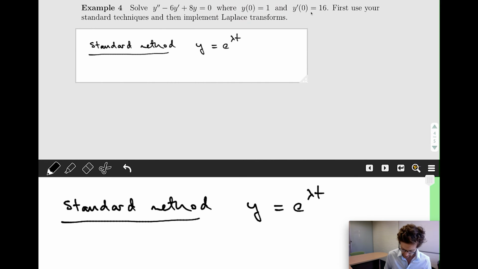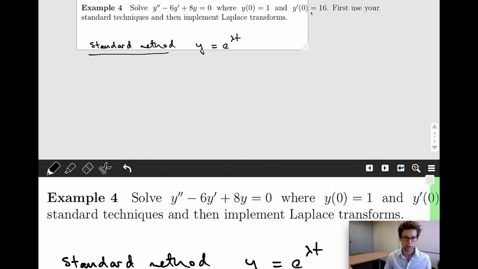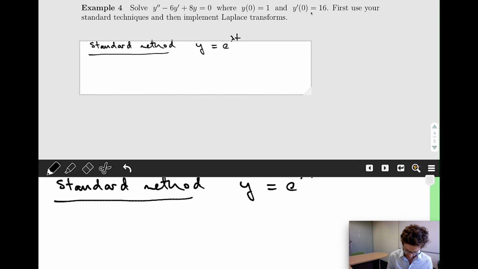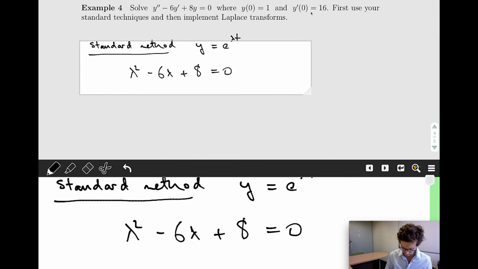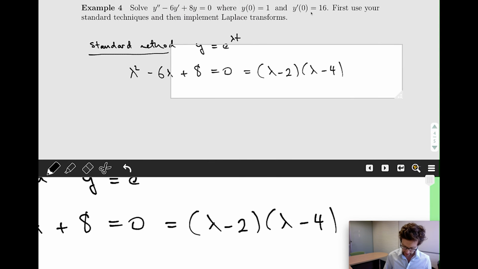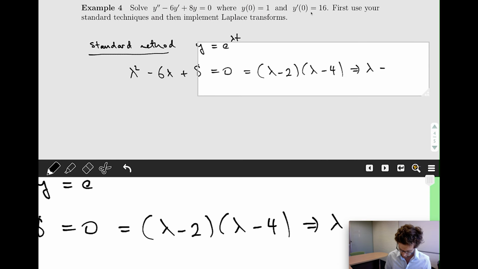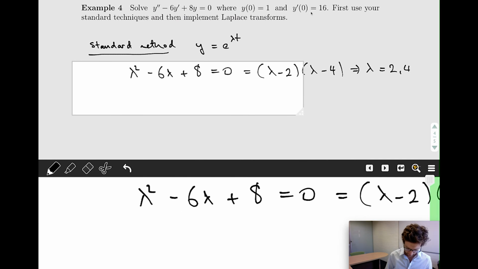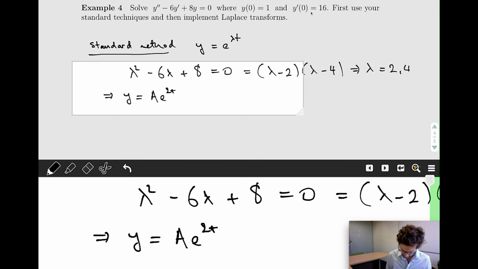That means that every derivative in this expression is going to turn into a power of lambda. So I get lambda squared minus 6 lambda plus 8 is equal to 0. This has factors of lambda minus 2 and lambda minus 4. And so I get the solutions lambda is equal to 2 or 4. This gives me that my homogeneous solution is equal to a e to the 2t plus b e to the 4t.